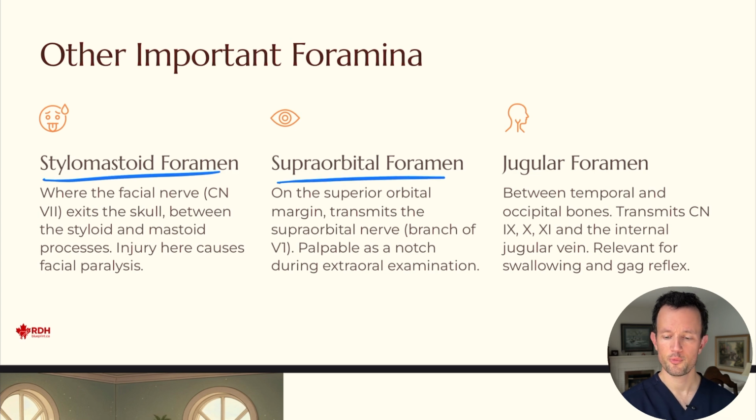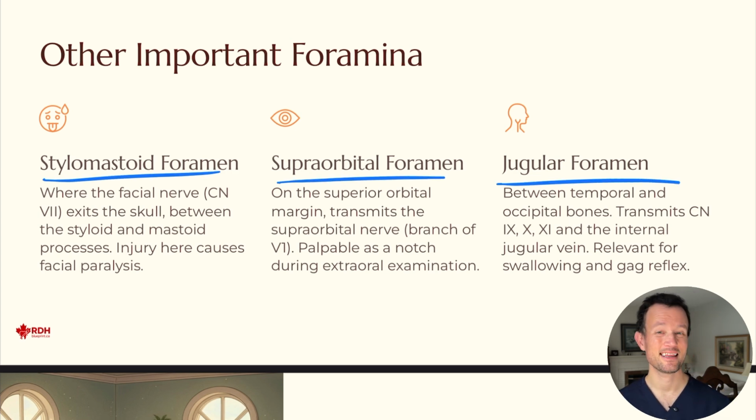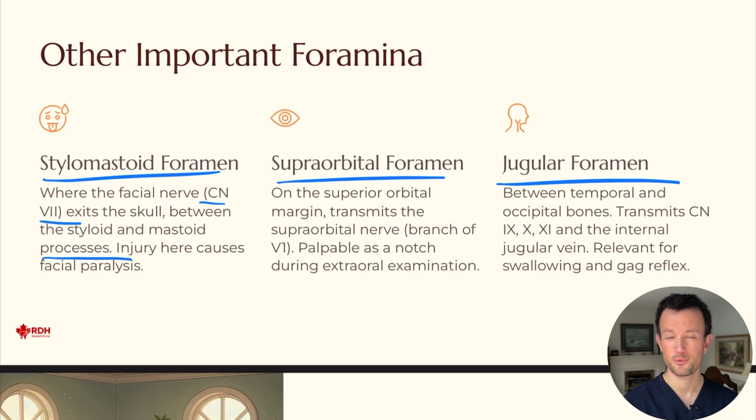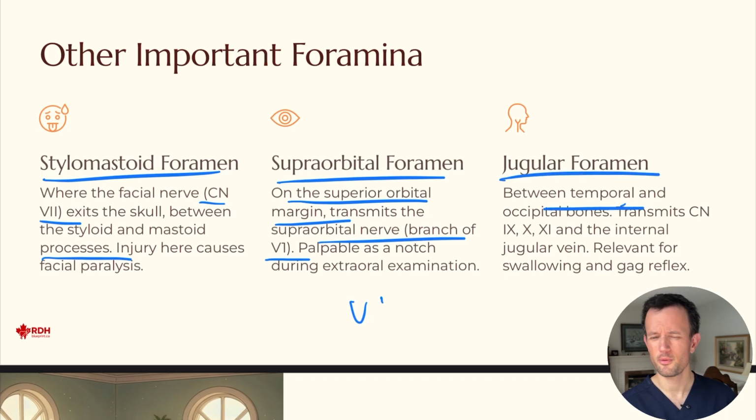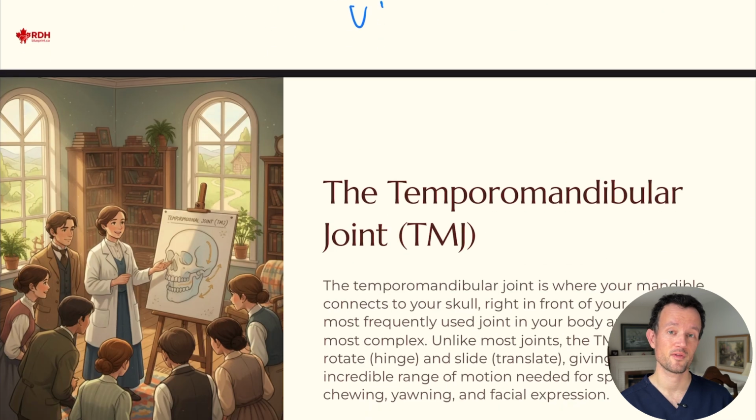Stylomastoid foramen, supraorbital foramen, jugular foramen, these are less important, right? But the stylomastoid is for cranial nerve 7, right? For your mastoid process here, it can cause facial paralysis. On the superior orbital margin, the supraorbital foramen is a branch of CN 5, division 1, right? Your jugular foramen, between your temporal bones and occipital bones back there, is for cranial nerves 9, 10, and 11. And it's involved in the gag reflex.